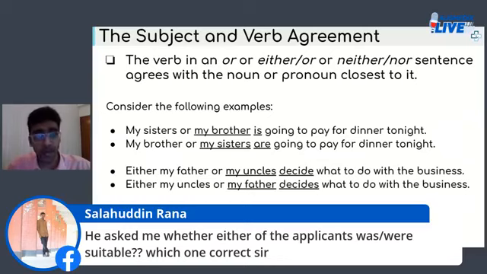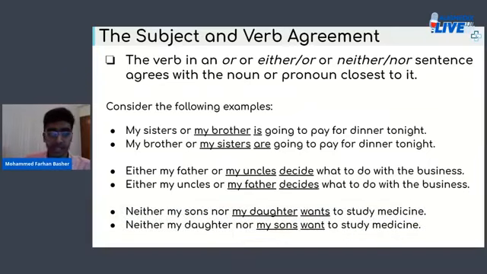We say neither of the teams was able to score a goal, not were. We don't say neither of the teams were able to score a goal. We rather say neither of the teams was able to score a goal. So similarly, in this case as well, we should be saying, he asked me whether either of the applicants was suitable, not were. Okay? All right, I hope your query is answered.